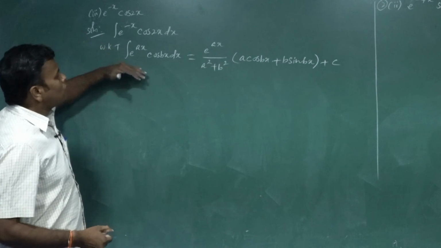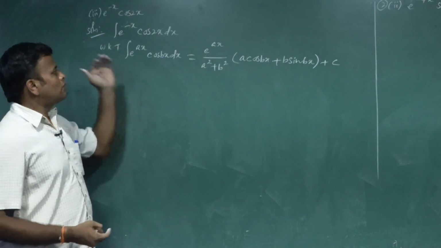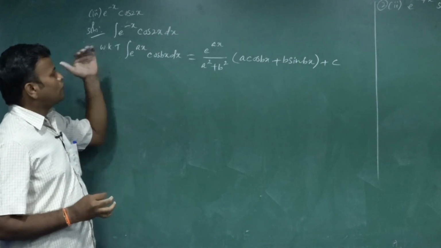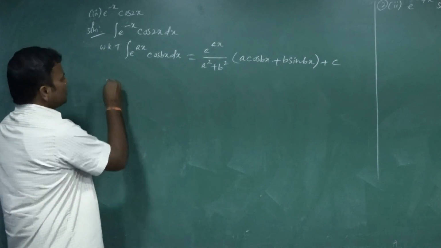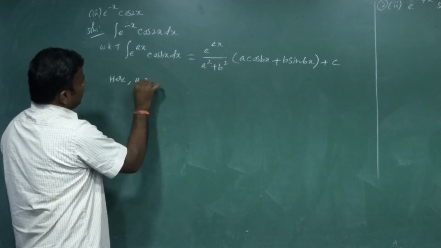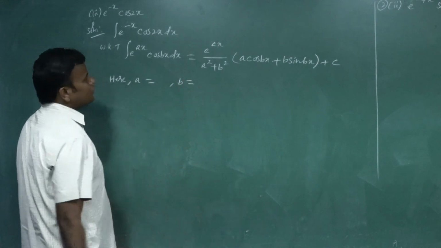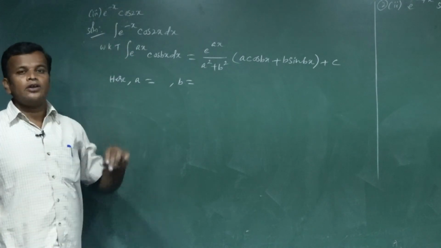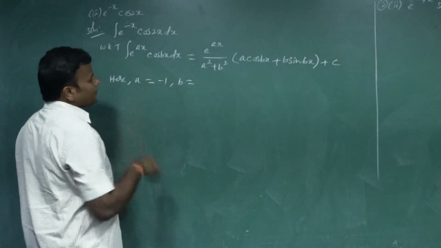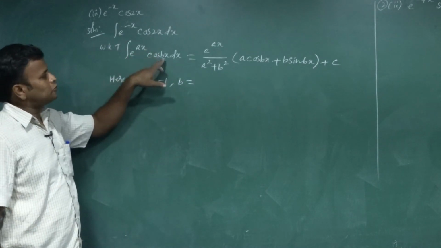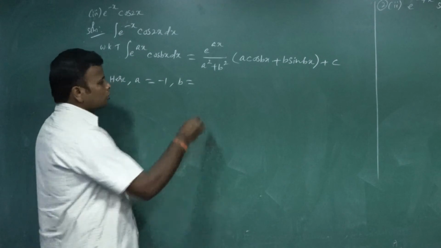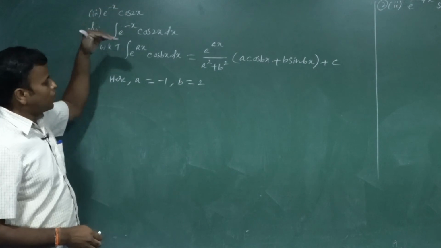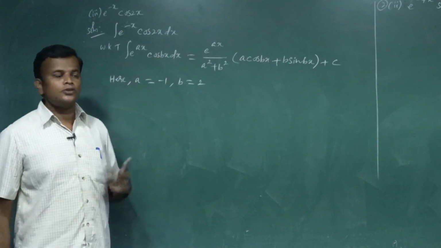Because the integration is of the form e power ax into cos, so we are using this formula. Now compared to the formula in our given sum, what is the value of a and what is the value of b? We must understand this. Instead of a here, minus x. So the value of a is minus 1. And the value of b is cos bx, instead of b here 2. So the value of b is 2. So we compare the formula in our given sum. The value of a is minus 1 and the value of b is 2.